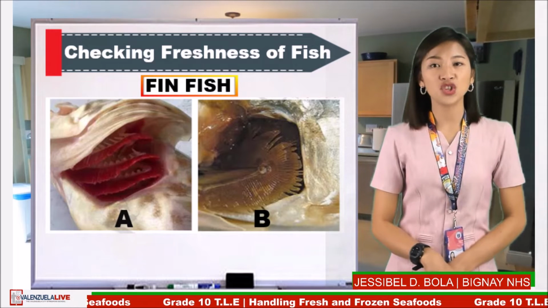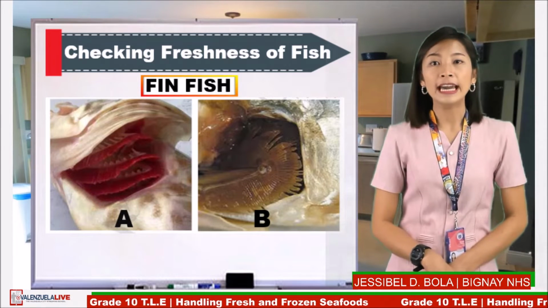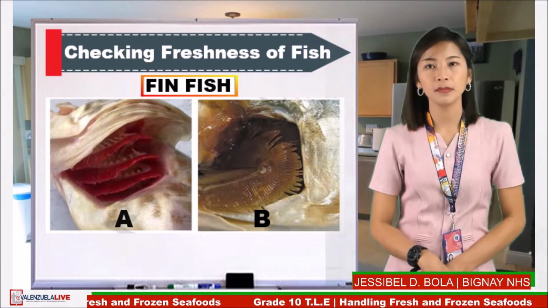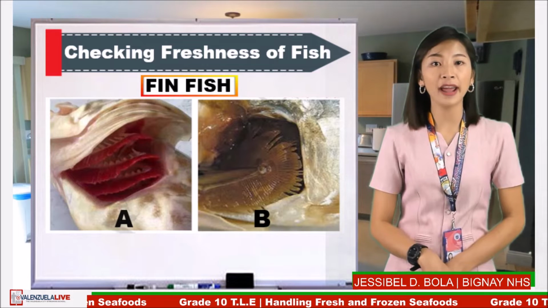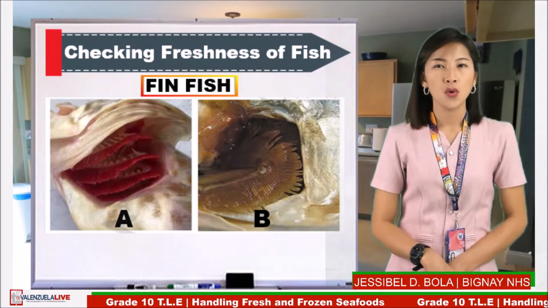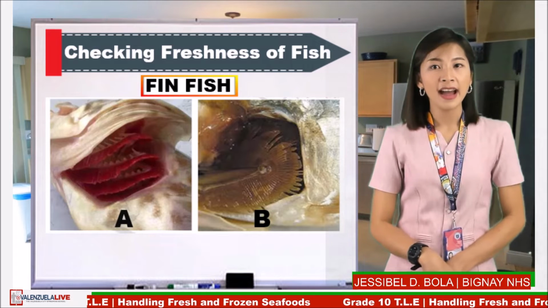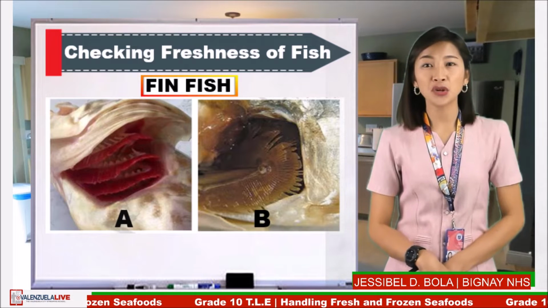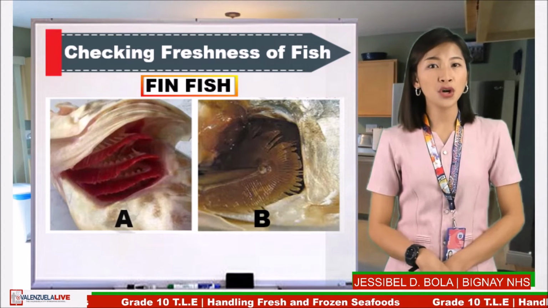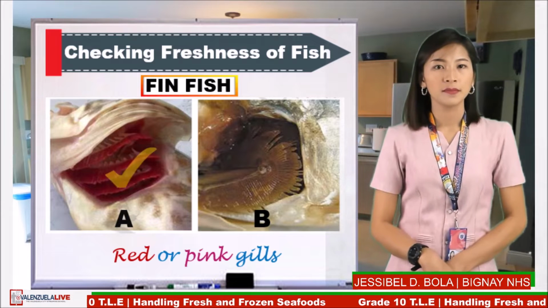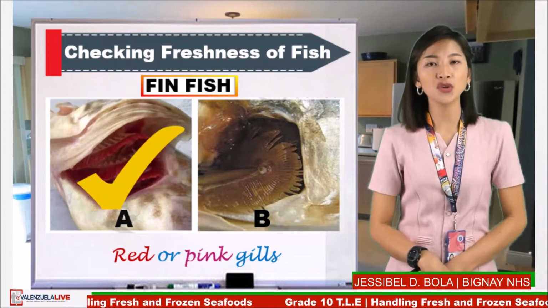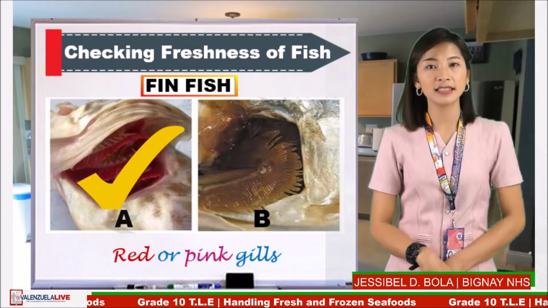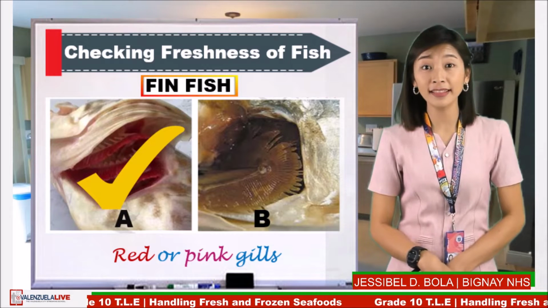The third thing to check is the fish gills, or hasang in Tagalog. The color of gills must be red or pink. Which of the two pictures has fresh gills? Is it picture A or picture B? All right. The first picture, picture A, is the fish which has fresh gills. As you can see, it has red gills.